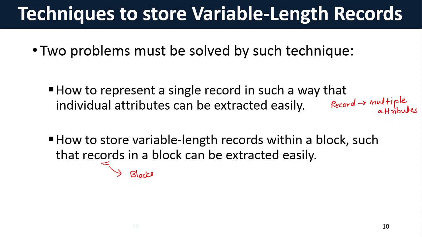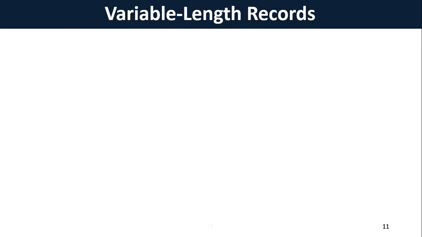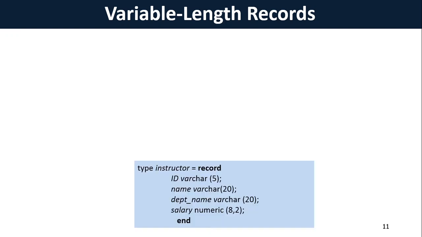Now let us proceed to actually the representation of variable length records. So see here, let us assume that we are having the instructor record, and this instructor record is having 4 attributes, right? So instructor record comprises of 4 attributes: ID, which is of type varchar; name, once again, which is of type varchar; department name varchar; and salary numeric, right?